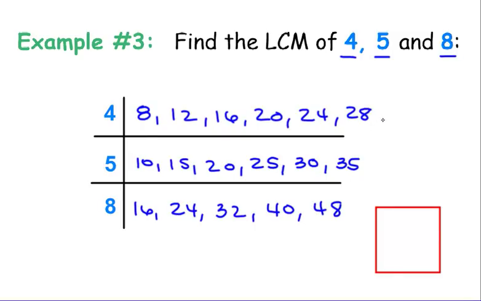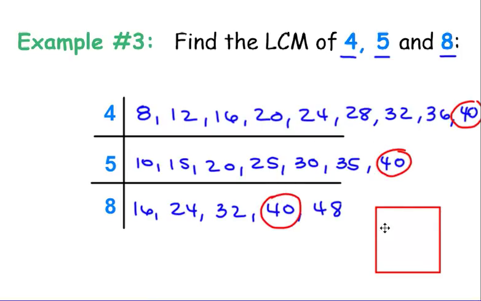So I'm going to keep going with my 4s here. So after 28 would be 32. Now I have a 32 here and a 32 here, but no 32 with my 5s. And I know that multiples of 5s will end in 5 and zeros, okay? So then after 32, I get 36, and then 40. Oh, I have a 40 here, I have a 40 here, and after 35 would be 40. So there is my LCM, 40. And sometimes when you first start, you don't have a match, but then you need to keep going. Okay, so the LCM is 40.